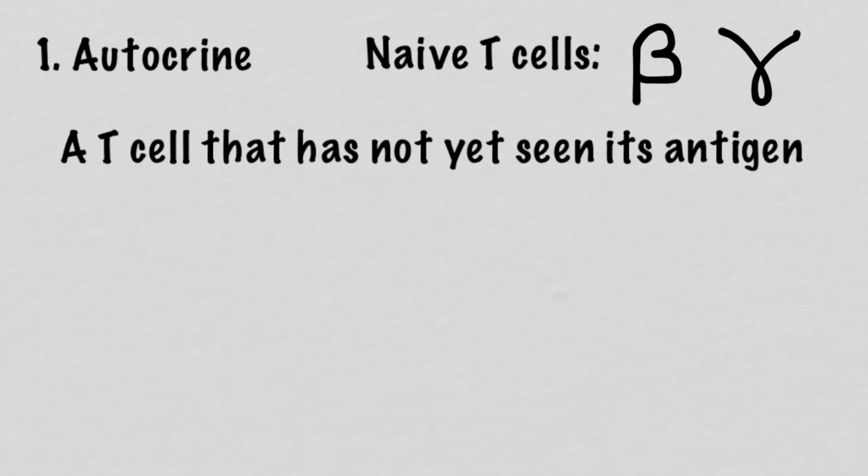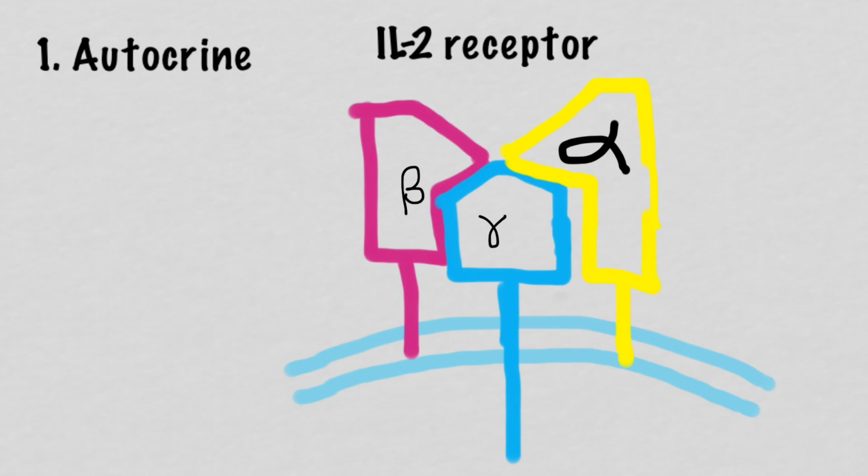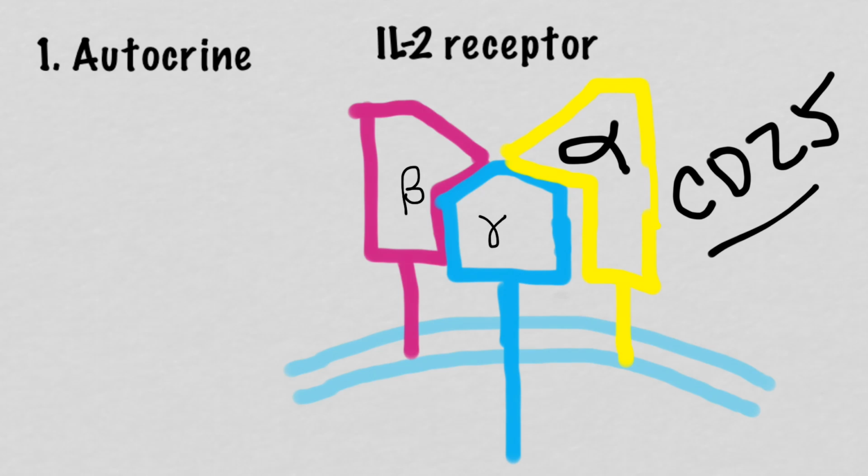Now, let's say our naive T cell grows up and sees its antigen of interest. At that point, it will express the high affinity IL-2 receptor alpha chain. This is also known as CD25. It's important to remember that, as that's a pretty important molecule for recognizing different types of T cells. So the high affinity alpha chain of the IL-2 receptor is CD25, and it is only expressed on T cells that have already seen their antigen of interest. This means these are T cells that are ready to carry out whatever their effector function is.